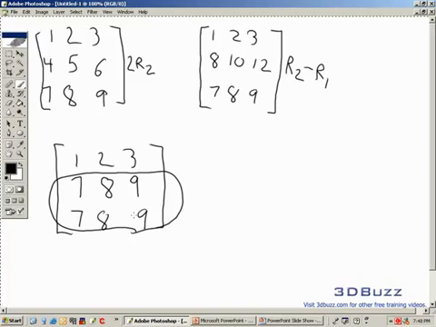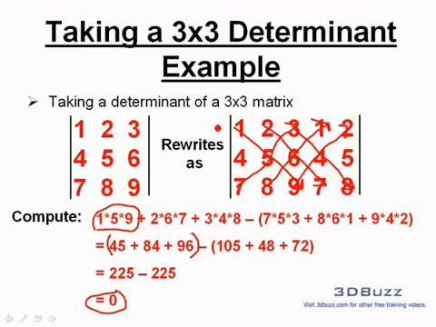Or let's say you need different information. Let's say instead of 7, 8, 9, it was 7, 8, 8. That would work. You could do something with that. Right, that would work. So, that's how you do a 3 by 3 determinant.